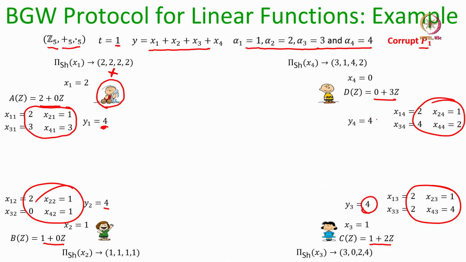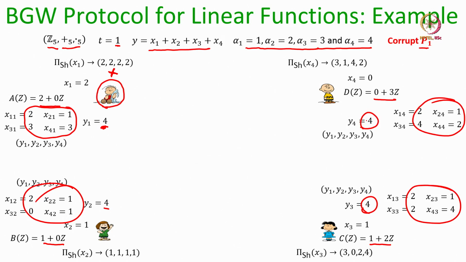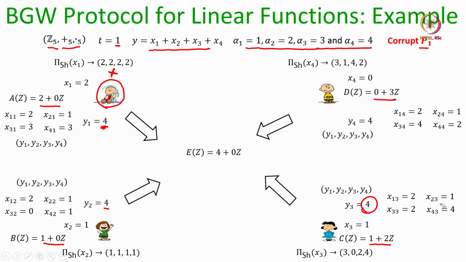So, P3 makes public the share 4, P4 makes its share public, and now the vector of shares corresponding to the output gate is available with everyone, and they will do the Reed-Solomon error correction and recover this degree 1 polynomial, and the output will be y equal to 4. That is a possible execution of the BGW protocol.